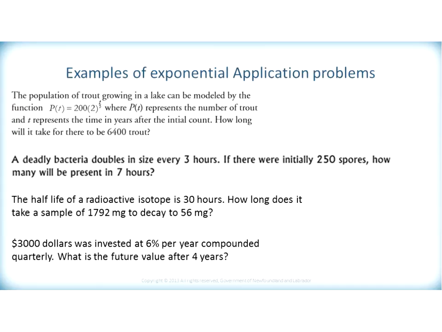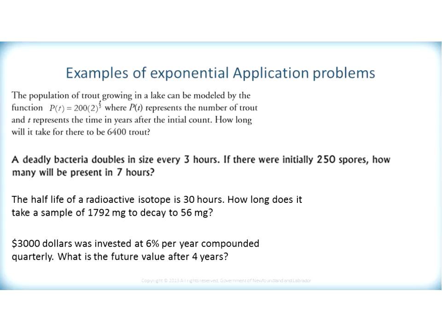So first of all, let's review some exponential application problems. We did these questions before. The population of trout growing in a lake can be modeled by the function p of t equals 200 times 2 to the power of t over 5, where p of t represents the number of trout, and t represents time in years after the initial count. How long will it take for there to be 6,400 trout?